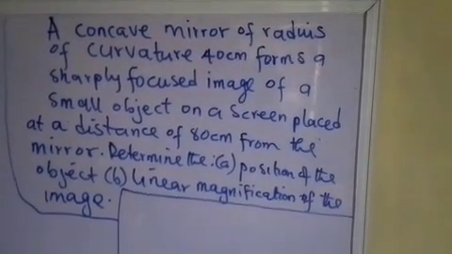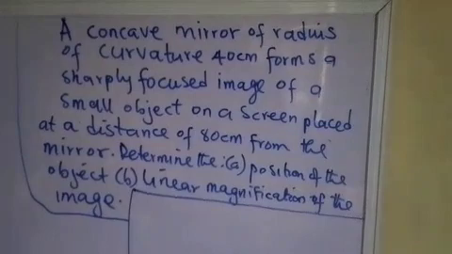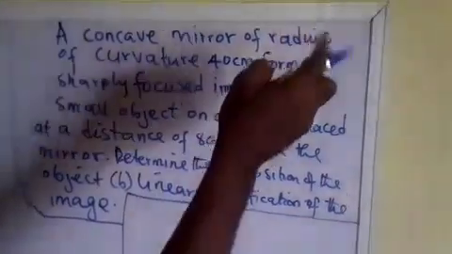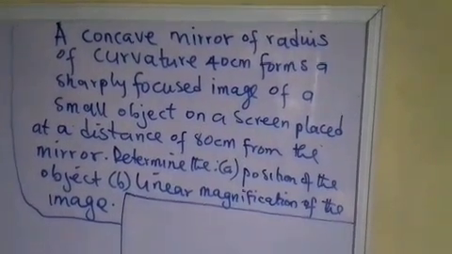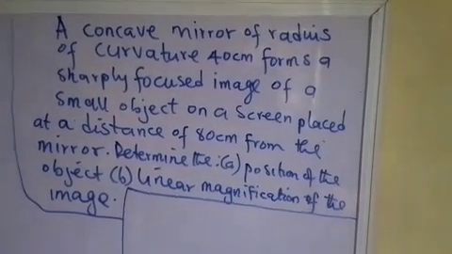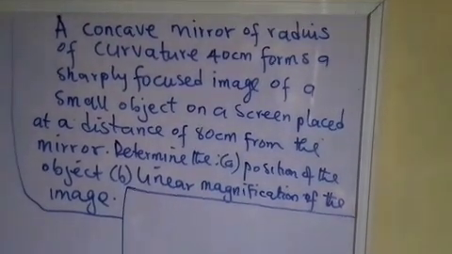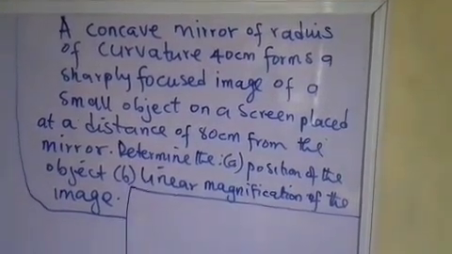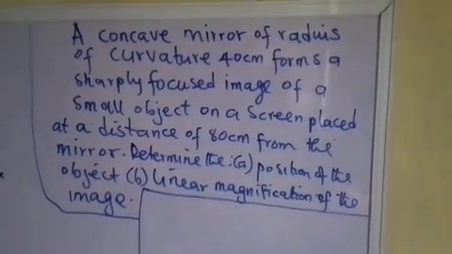We have another problem here on concave mirror. Let's do this together, guys. A concave mirror of radius of curvature 40 cm forms a sharply focused image of a small object on a screen placed at a distance of 80 cm from the mirror. Determine A, the position of the object, B, the linear magnification of the image.